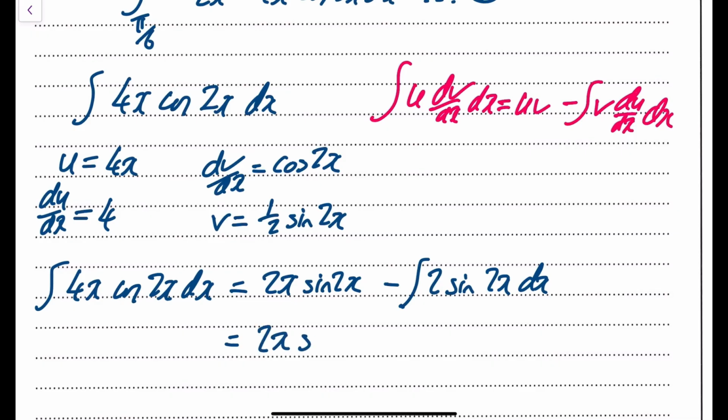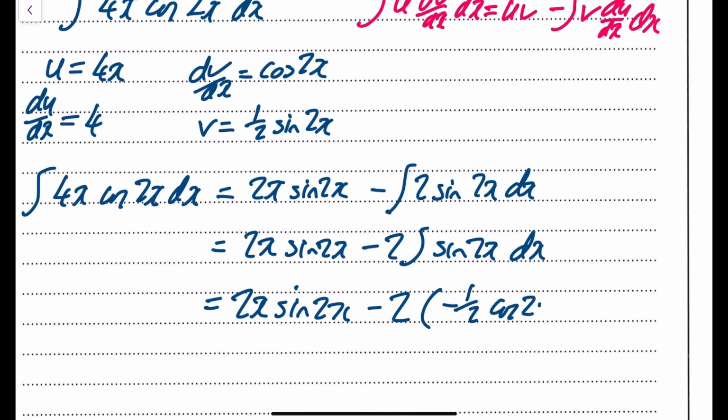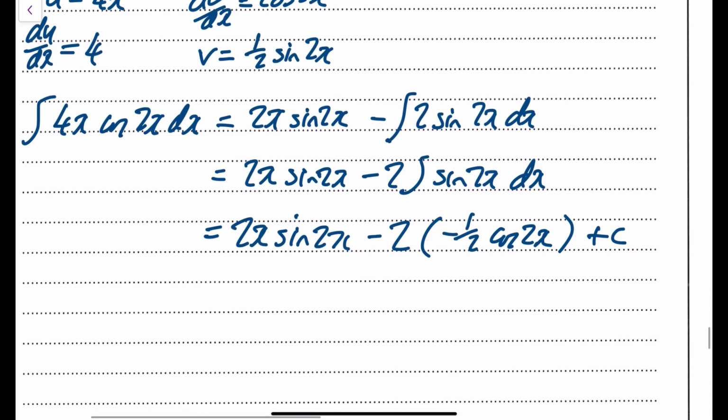And just to make life a wee bit easier, I'm going to take that 2 outside. I don't know if it's going to make this much easier at all, but I'm going to take that outside. And then I will integrate. That's already integrated, this bit: 2x sine 2x. And then I've got my 2. Integrate sine 2x with respect to x, I'll get minus a half cos of 2x and plus a constant c. Tidy it up again. That's 2x sine 2x, and that's going to be plus cos of 2x plus c. So this whole bit has been integrated.